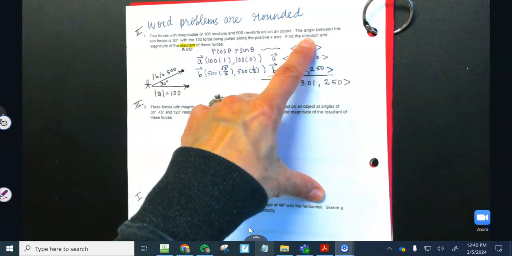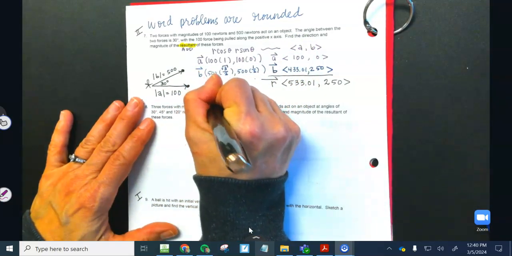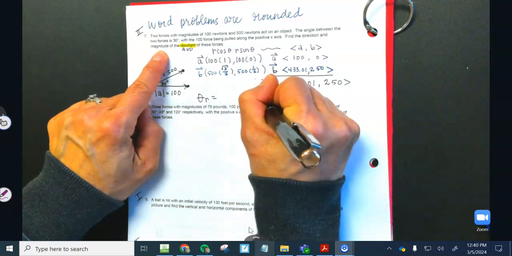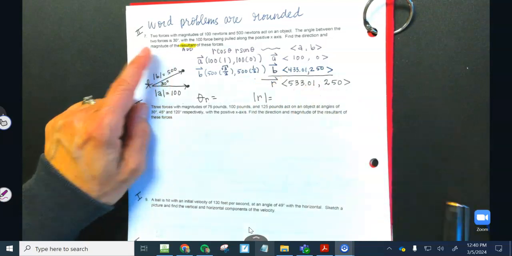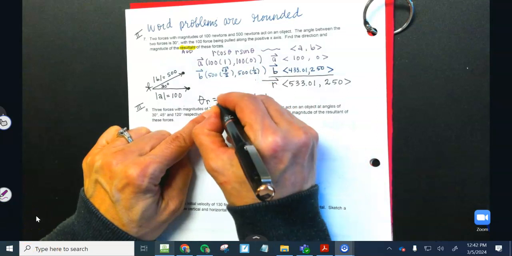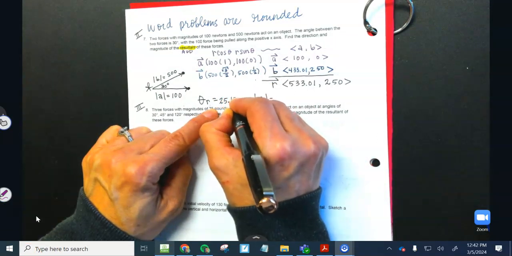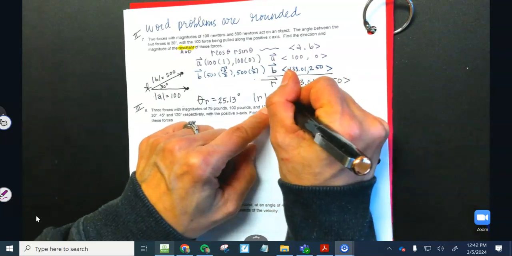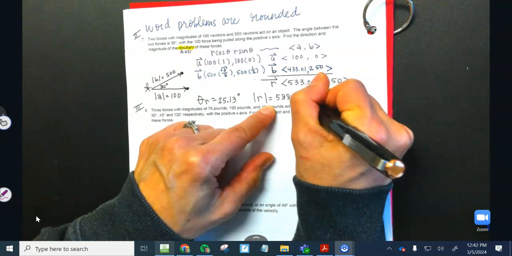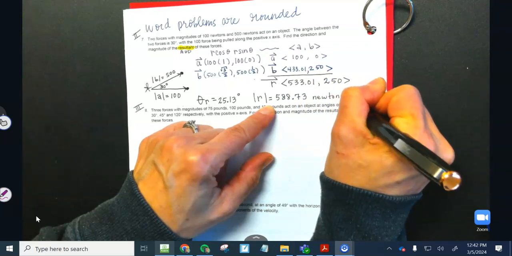We need to find the direction, which is the angle. So we're going to need the angle for vector R. And we're going to need the magnitude for vector R. And you guys did that yesterday. Okay, thank you. Don't forget your degree symbol. And then this is 588 what? Thank you. And let's go ahead and say newtons because it's a word problem.